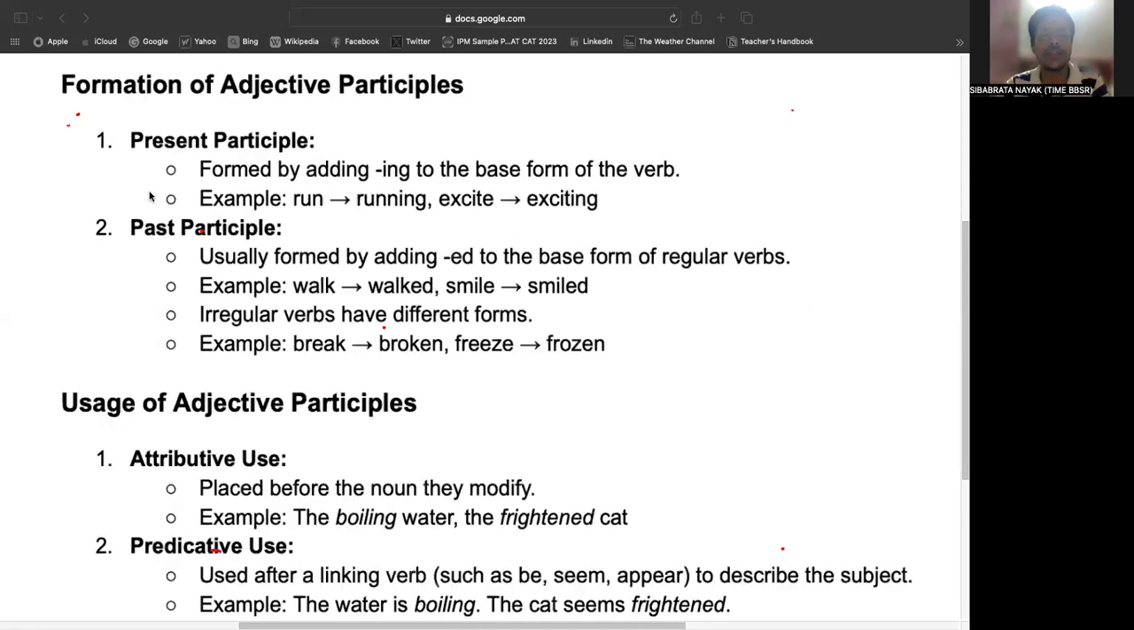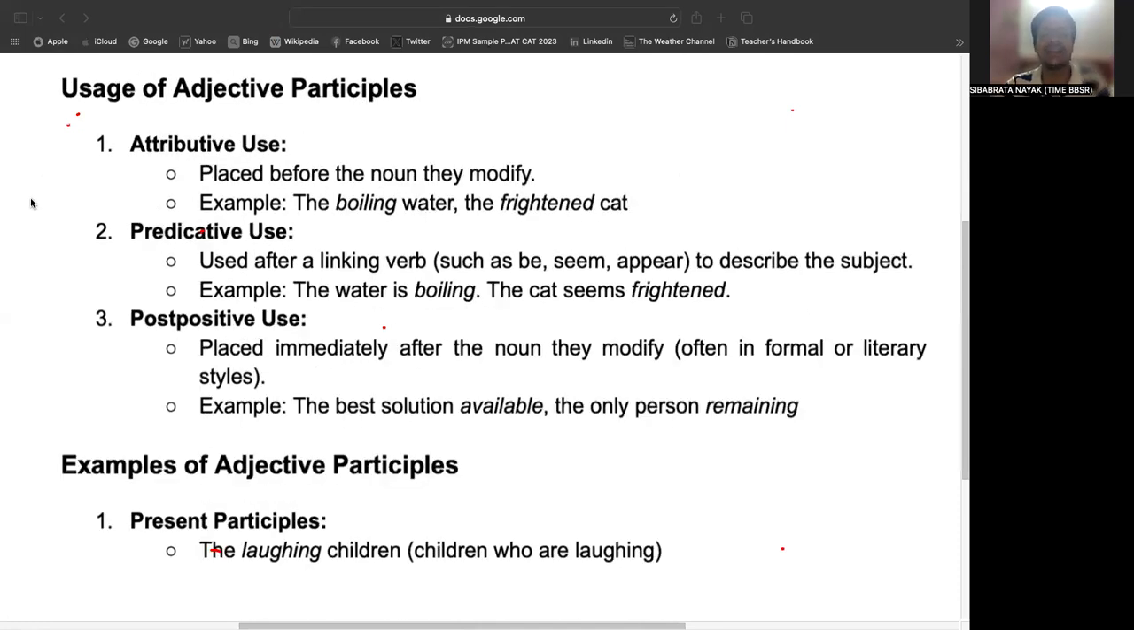So we move to the next one. It's called the usage of adjective participle. Now, what is that? When you are talking about the usage of adjective participle, it is about how it is used in the sentence. Adjective participles can be used in the attributive case, predicative case and post-positive case.